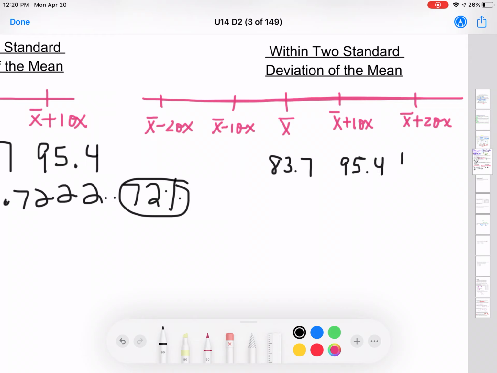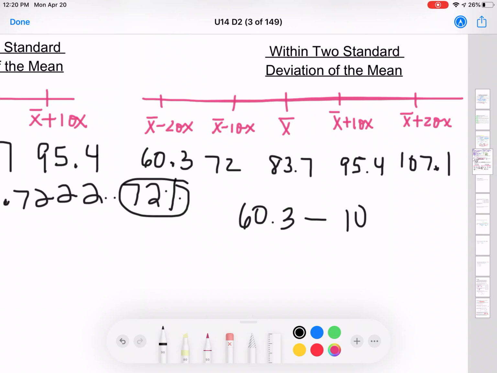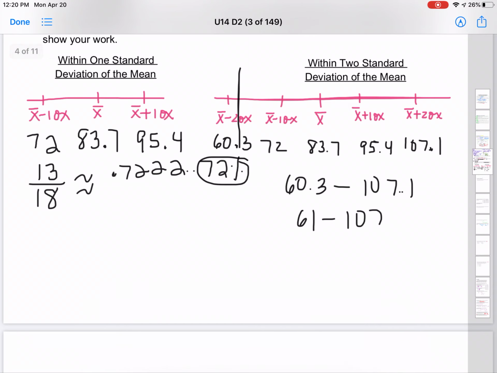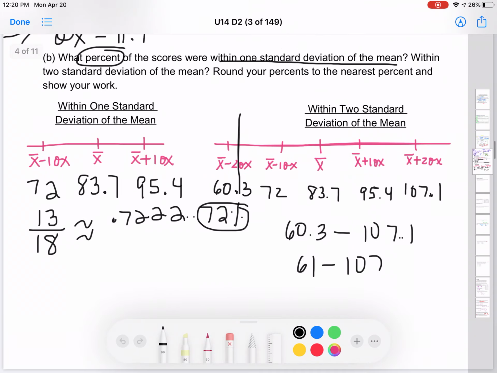Add another deviation on, 107.1. Subtract 1 deviation like we did before. Subtract another deviation. And there we go. So now I'm looking for what scores are between 60.3 and 107.1. So essentially I'm looking for 61 up to 107. So go up to the top again and count up how many scores fall in that range.